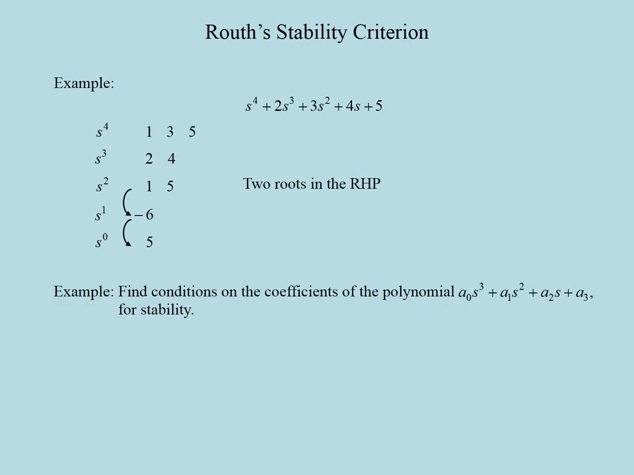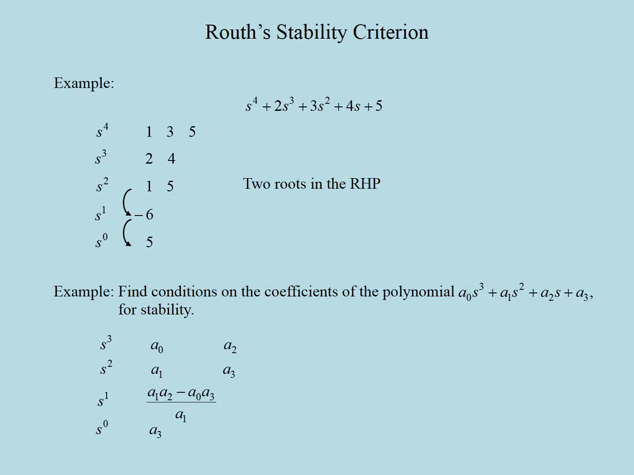In the next example, let us find conditions on the coefficients of a third-order polynomial for stability. The first row of the Routh array will be a0 and a2. The second row is composed of a1 and a3. There will be only one element in the third row, which is a1 times a2 minus a0 times a3, divided by a1. Proceeding similarly, the last row will have only a3.